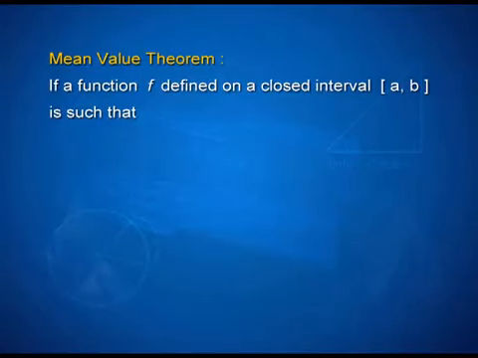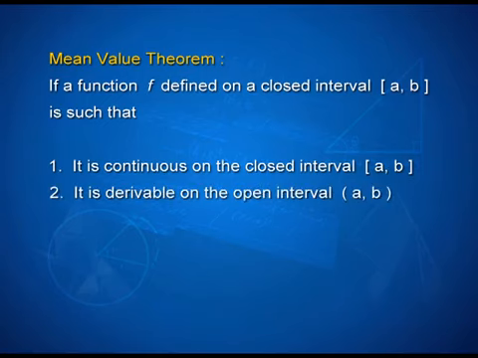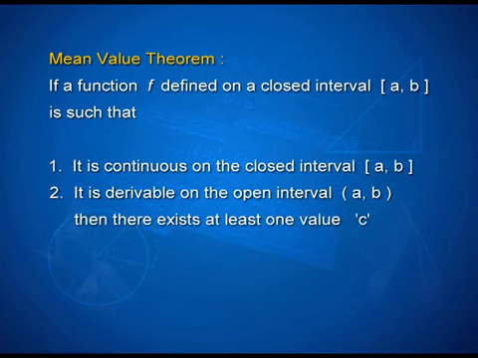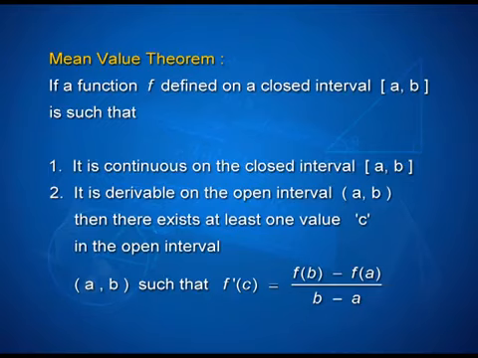Now, the mean value theorem is a more general result. Mean value theorem says that if a function f defined on a closed interval a b is such that it is continuous on the closed interval a b and it is derivable on open interval a b, just these two conditions, then there exists at least one c in the open interval a b such that f dash of c equals this quotient, which is f b minus f a by b minus a.